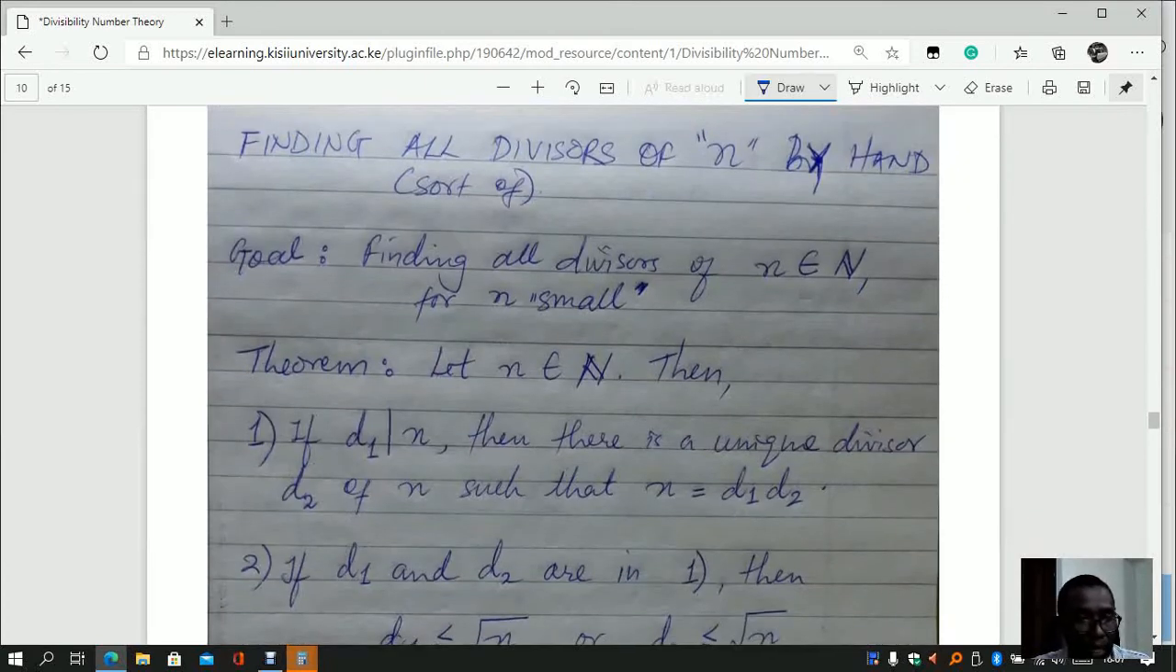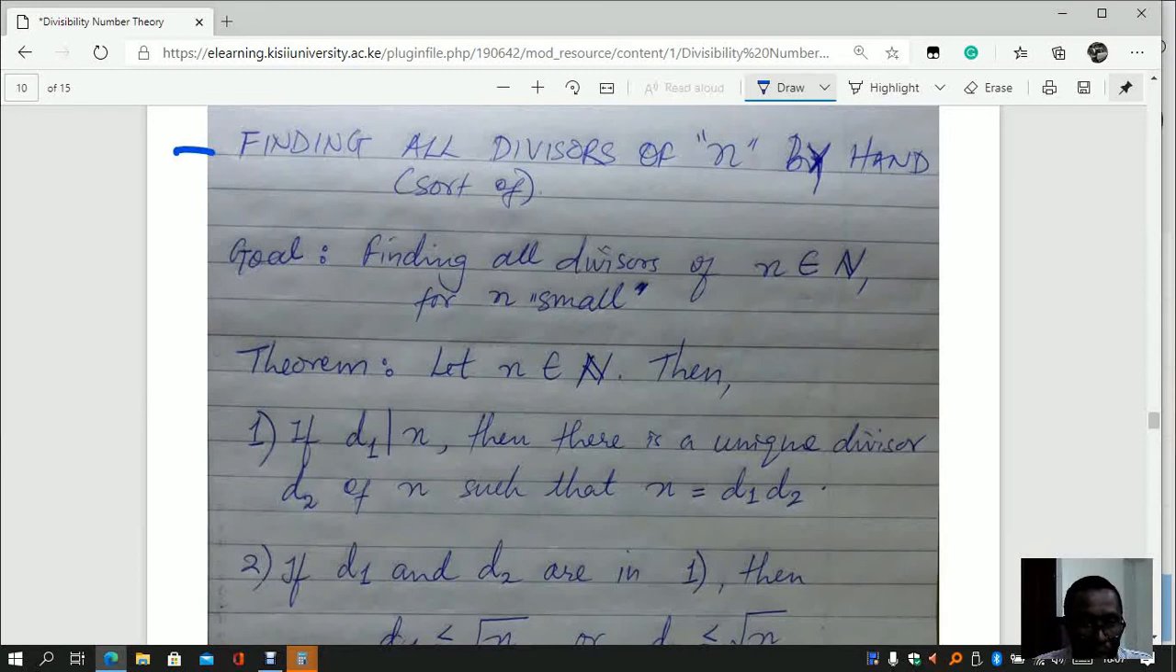Now we have something important here: finding all divisors by hand. It's like stating that we can just find all divisors of a number by hand. But now we have a theorem here which states: let n be a natural number.